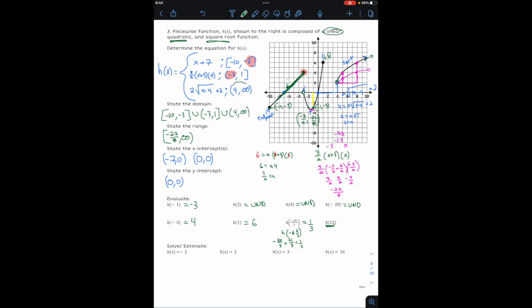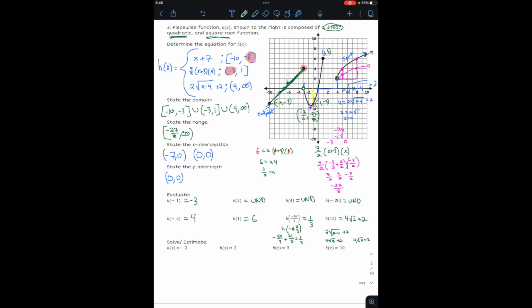Similarly, h of 12, I could look at the graph, or I could just look here. 12 is between 4 and infinity. So we're going to be using the square root function. We don't have the graph to look at. Oh well. So let's plug it in. So we can say 2 times the square root of 12 minus 4, plus 2. So that's 2 square root 8 plus 2. Simplifying our radical, root 8 is 2 root 2, and then 2 times 2 root 2 is 4 root 2 plus 2. So I'm going to leave that as such.